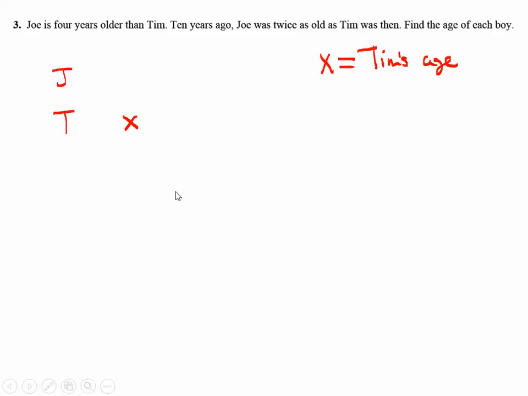Joe is 4 years older than Tim. So are we okay with that? 4 years older. It's kind of like 4 more than Tim. And this is what's happening now, because this is right, it's now.